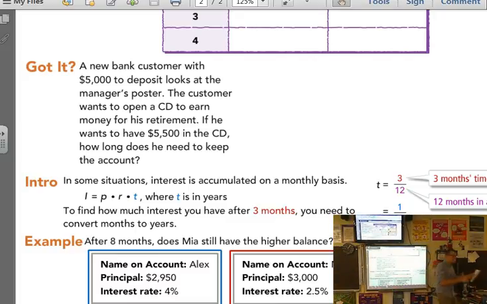So, a CD is different from an account only in that you're supposed to not touch your money. Like, your money is kind of inaccessible. Now, you can get to it, but you're supposed to not touch it. Any questions on what a CD is? Jaheem?